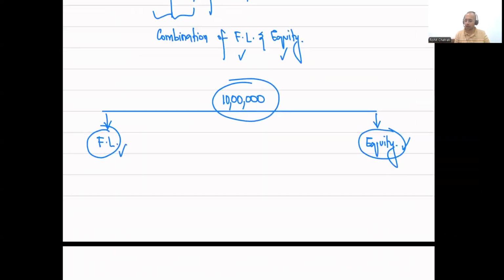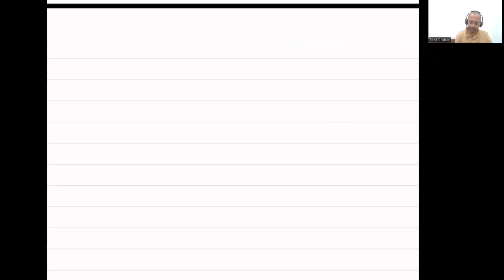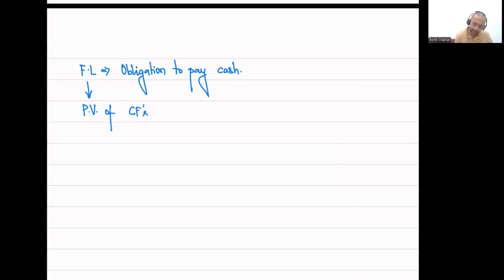Let's first see how the financial liability value will be calculated. Remember, a financial liability represents an obligation to pay cash. So the amount of financial liability will be measured as the present value of the cash flows that the entity is obligated to pay.